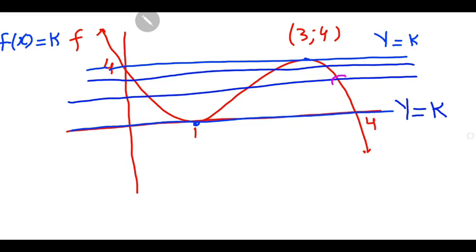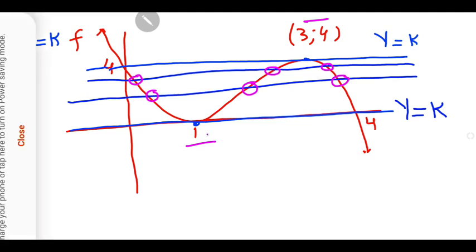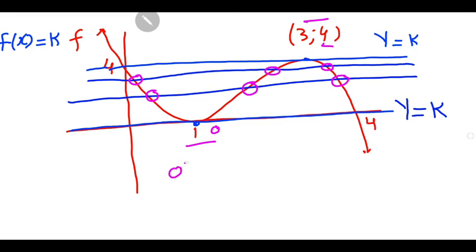So have a look here. 1, 2, 3, and we're looking for 3 positive x-intercepts. You can see 1, 2, 3. So between this point and this point, the line touches the graph thrice. And the y value here is 0, and the y value here is 4. So the answer is that k is between 0 and 4. So this is my final answer.